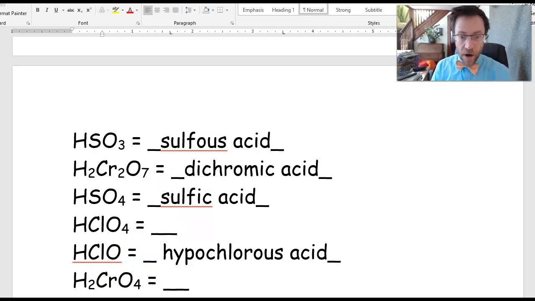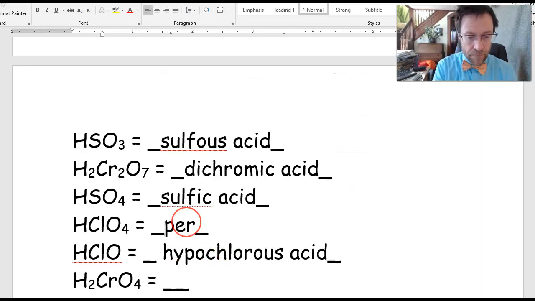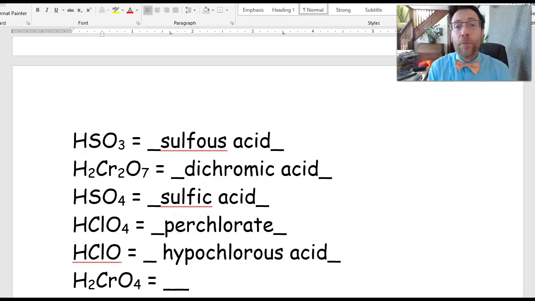All right, ClO4. I don't even know what that is. I actually don't. Perchlorate. Oh, that's easy. I have no idea what perchlorate is or what it does, and I don't even care because I'm just naming it, and I know that ate goes to ic and ite to us. That's all we have to do for naming. We good? Good. That was easy.